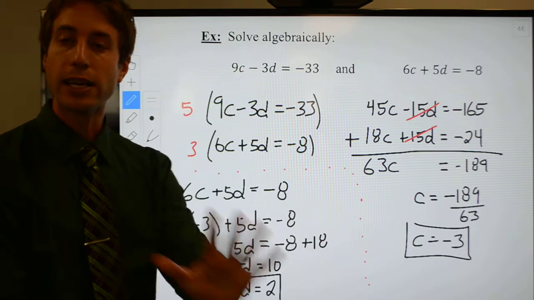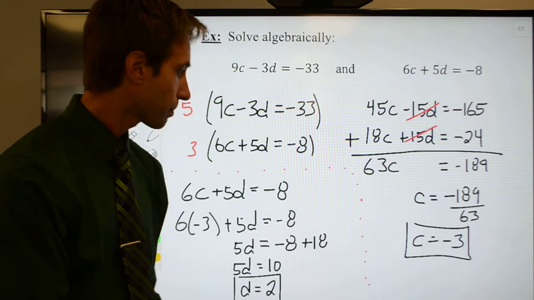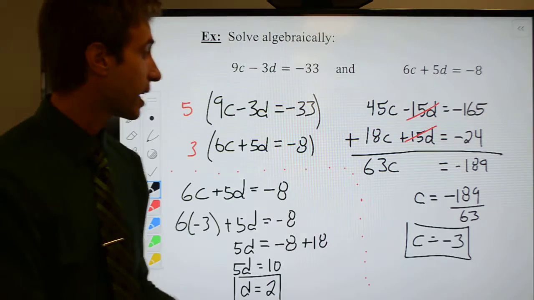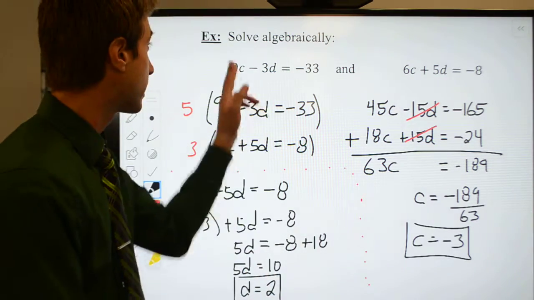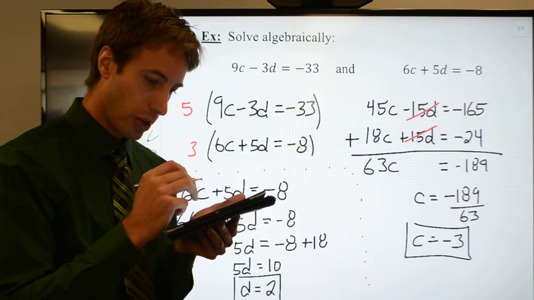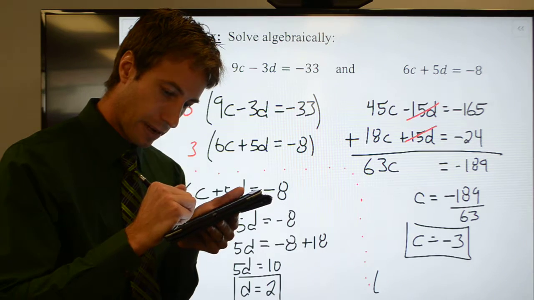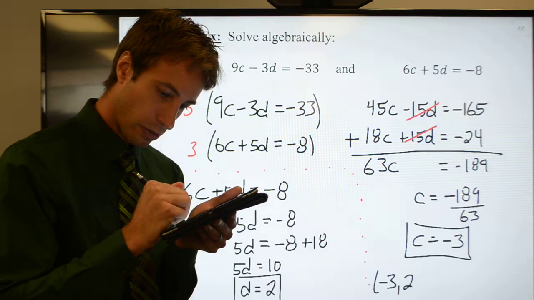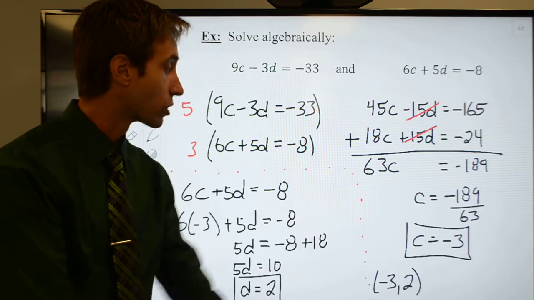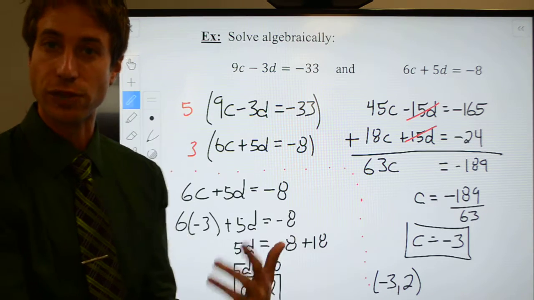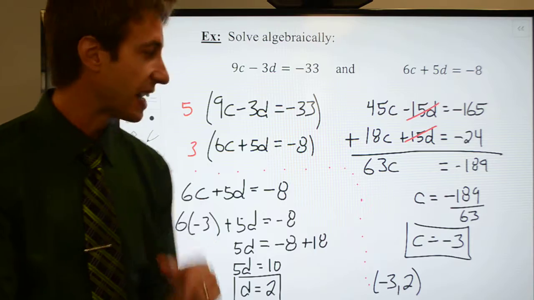All right, so what you've got is you have a solution that is at the point c, comma d, right? c comes first, d comes second. So it would be the point negative 3, 2. Negative 3, 2 would be your solution point. That's the point of intersection for these two lines, consistent and independent.